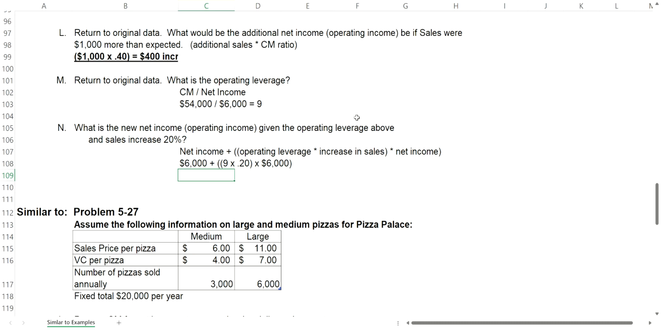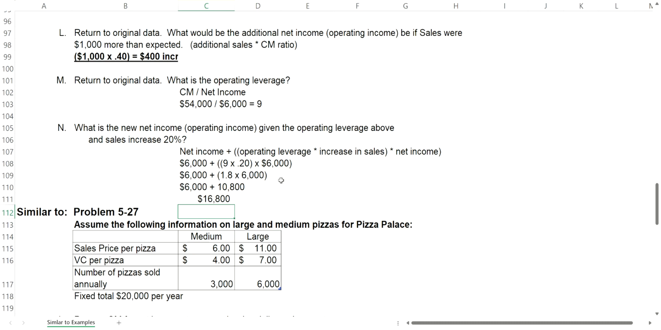Okay, so I'll do the inside brackets first. 6,000 plus, so 9 times 0.2 gives you 1.8. And then we'll take that times 6,000. Then 6,000 plus 1.8 times 6,000 is 10,800. So your new net income is 16,800.